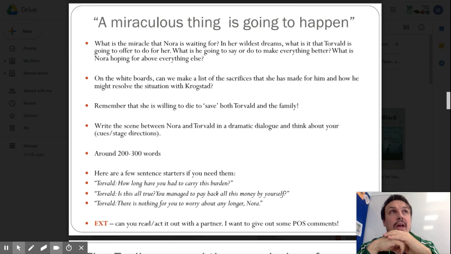All right. So where's that honesty that we've always talked about? Where's that sacrifice? Where's this fact that he wants to support his wife and look after her? All right. The way that she sacrificed so much for him. All right. How is he going to stand up to Krogstad? Okay. Don't worry about the acting out with a partner. We're doing that. All right. But if someone does a really, really nice job of this, I will have a quick look at them. I might be able to give out a couple of nice positive comments. All right. So that's the last task today.